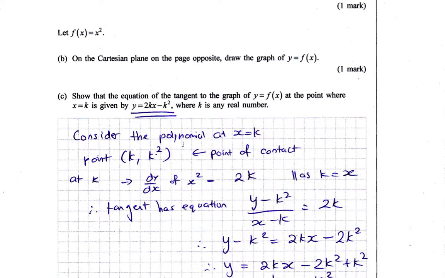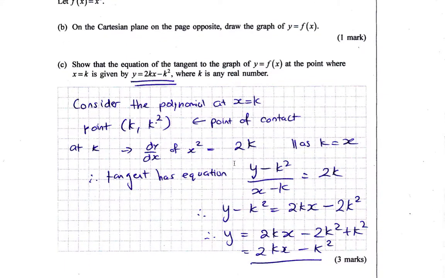So what is dy/dx at that point? Well, as x equals k, the dy/dx of x squared is obviously 2x using the power rule, but we substitute in k as x, and we get 2k as being the dy/dx, the slope of the tangent to that point of contact.